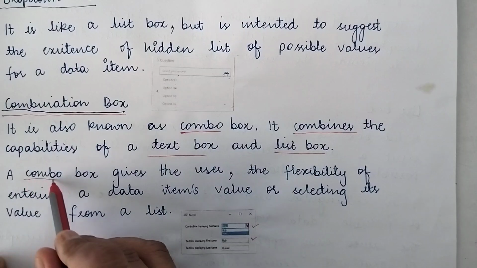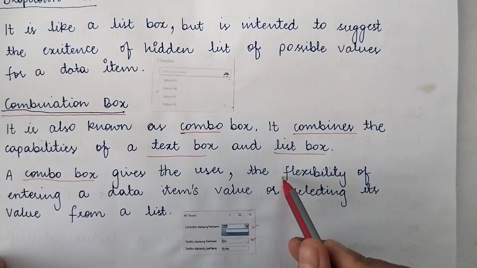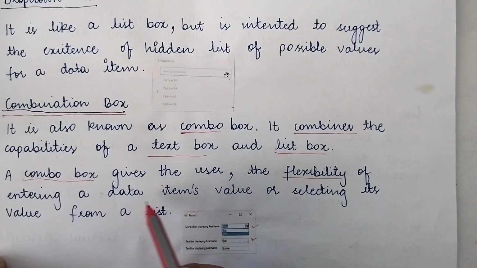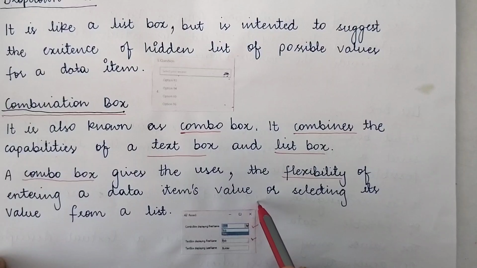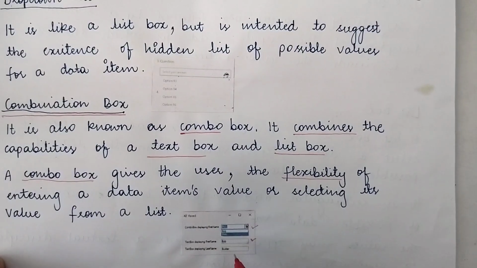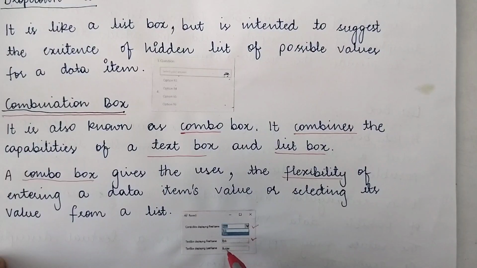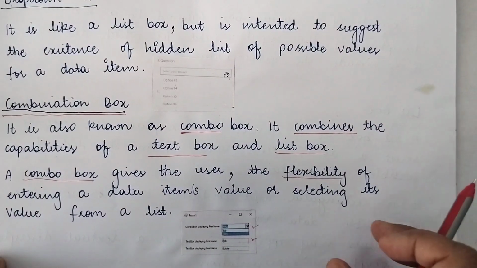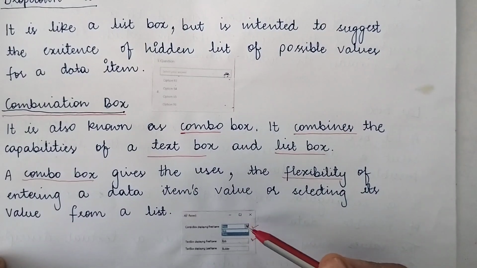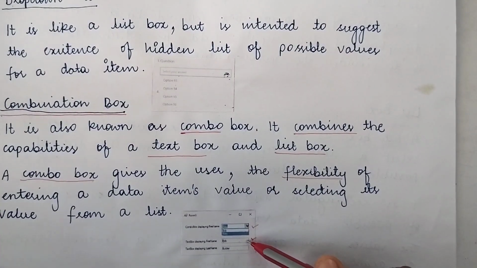So basically a combo box gives the user the flexibility of entering data items or values or selecting a value from a list. You can select the values from the list, or you can directly enter the values in the text box. So you are provided with the flexibility of deciding whether you want to enter values through the list box or through the text box.